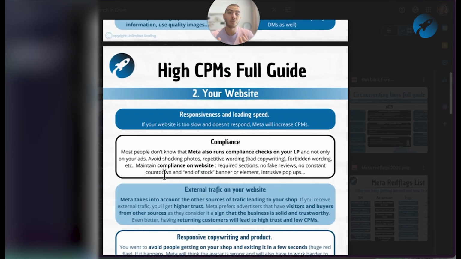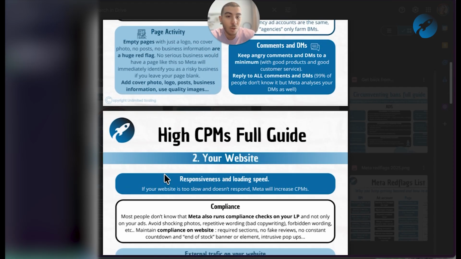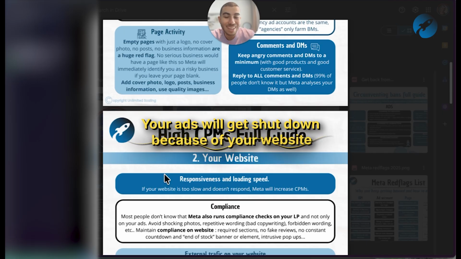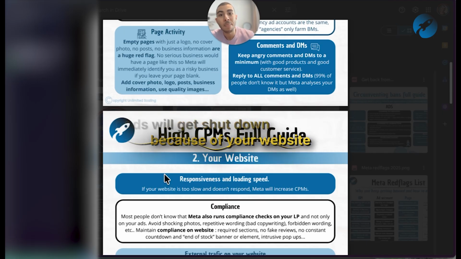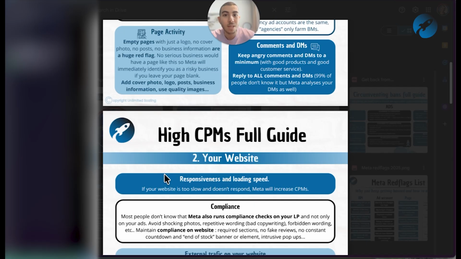So the second part, which a lot of people underestimate, is the website. People think that if they have good ads they can have a shitty website or a very aggressive website and it's going to work. Well, the answer is no. Your ads will get shut down because of your website, and it's just a matter of time. It means that maybe your ads can run right now, and maybe in the future they will get banned because there will be some kind of manual review of your website, and then you get shut down.